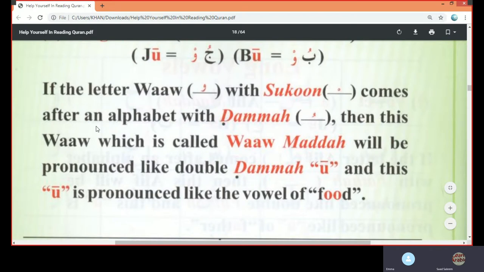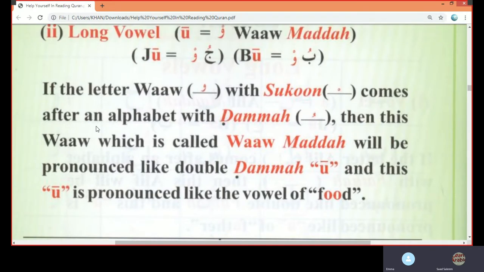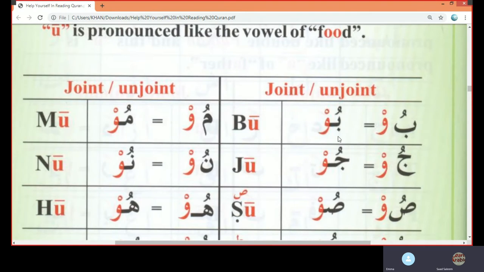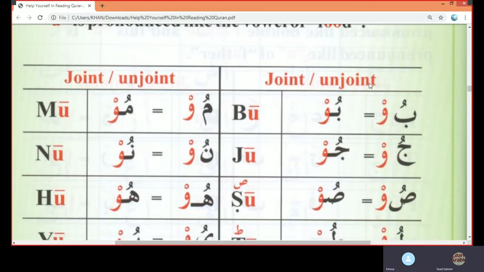If the letter Waw with sukun comes after an alphabet with a dhamma, then this Waw, which is called Waw Madda, will be pronounced like a double dhamma, U, and this U is pronounced like the vowel of food, so U. So in the previous one we have fatha plus Alif. Here we have dhamma plus Waw with sukun, okay? So it is as in boo.